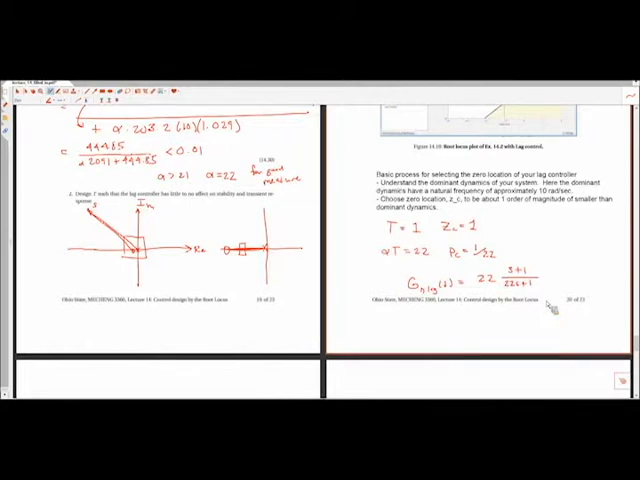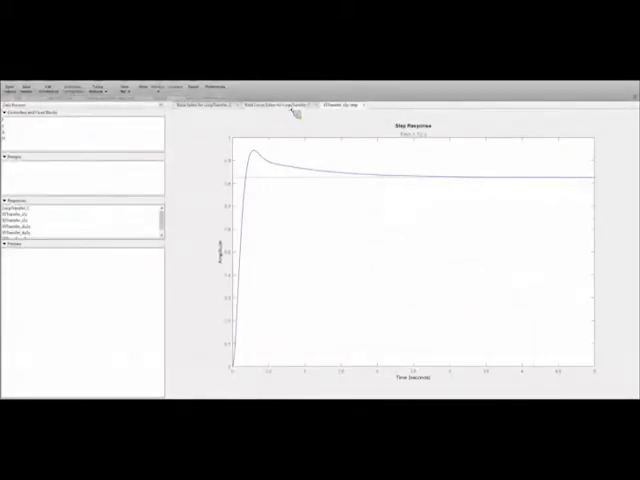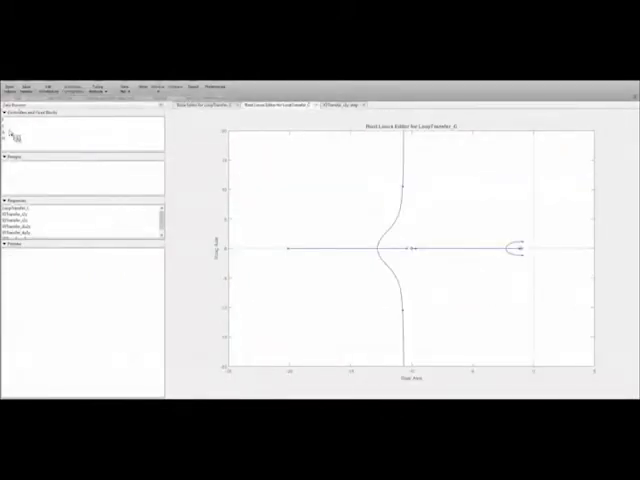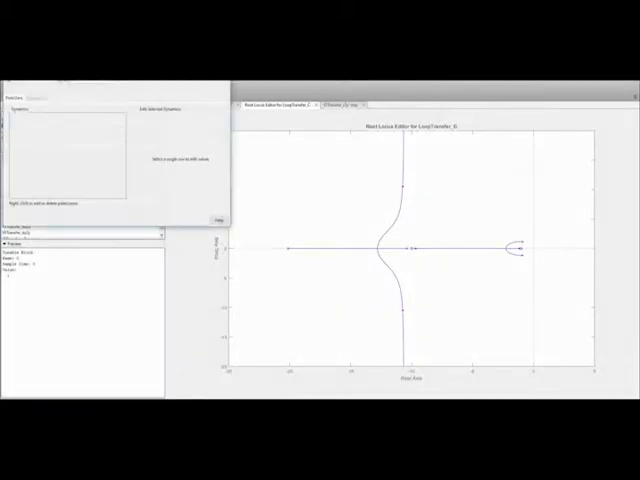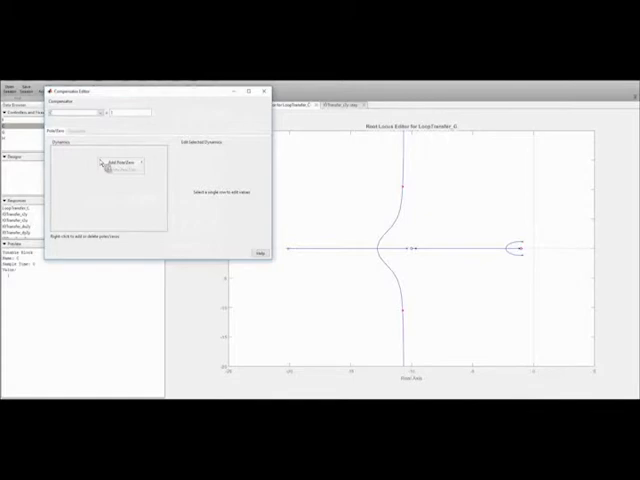Okay. So given this design, we can plug this in to MATLAB. So here we have a root locus plot. I'm going to add dynamics to the controller. It's going to default as 1. I'm going to add a lag controller.